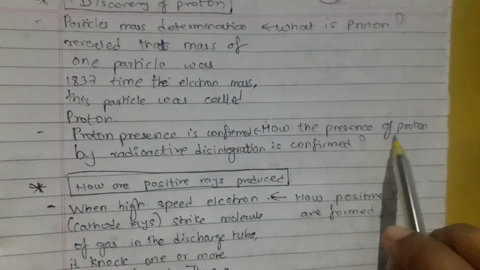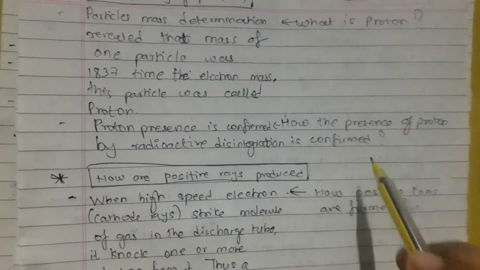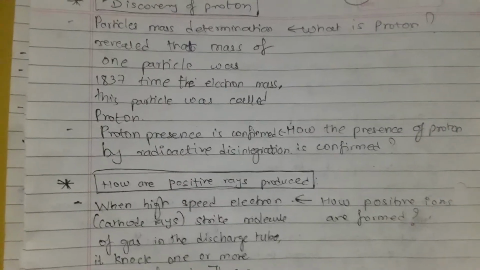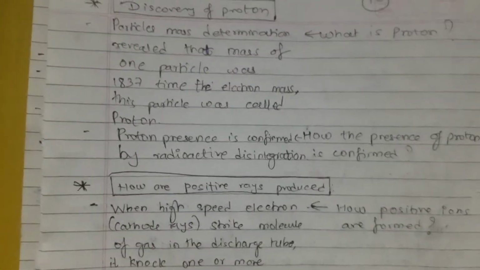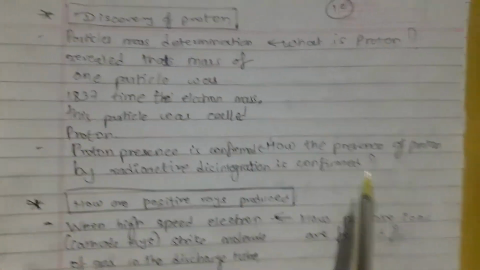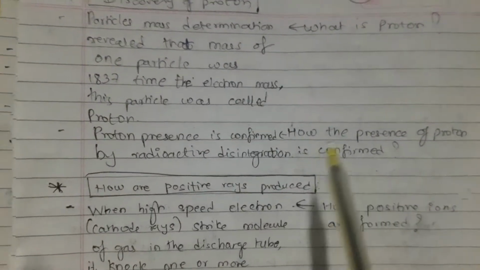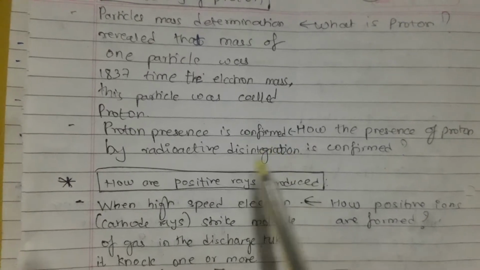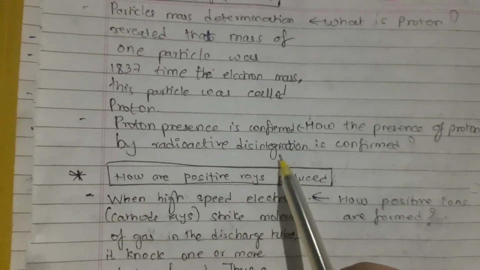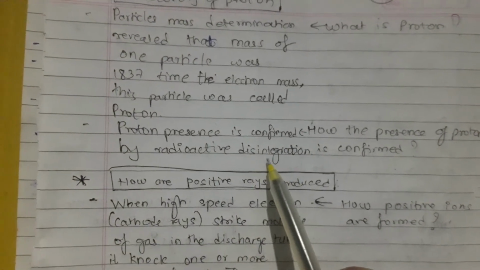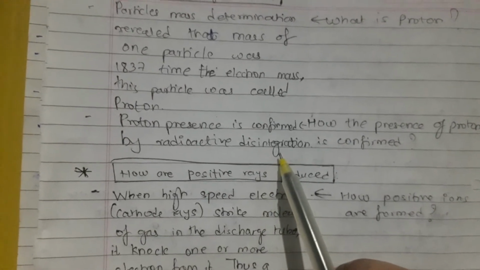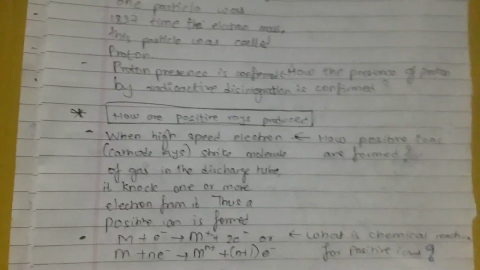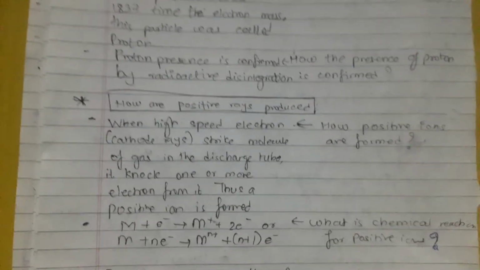How is the presence of proton confirmed? Proton presence is confirmed by radioactive disintegration. Wherever there is radioactive disintegration, the proton's existence is confirmed. Means proton exists due to radioactive disintegrations.